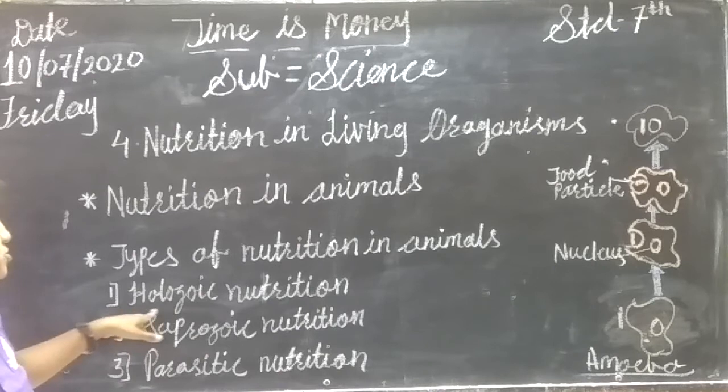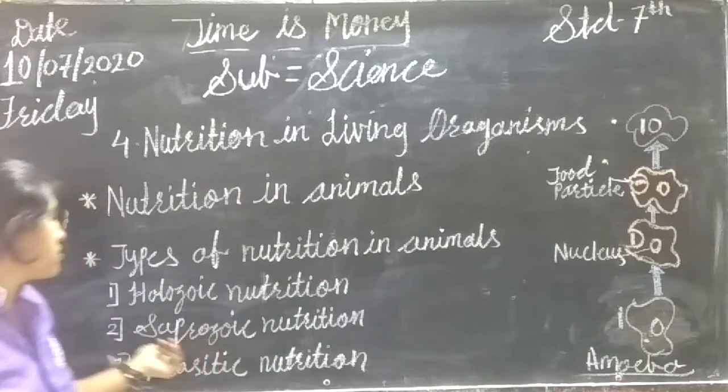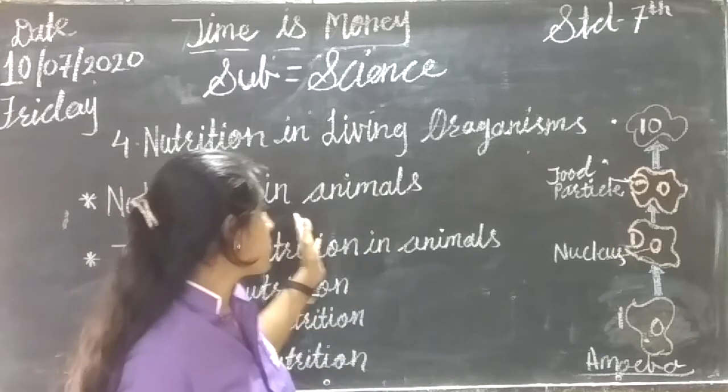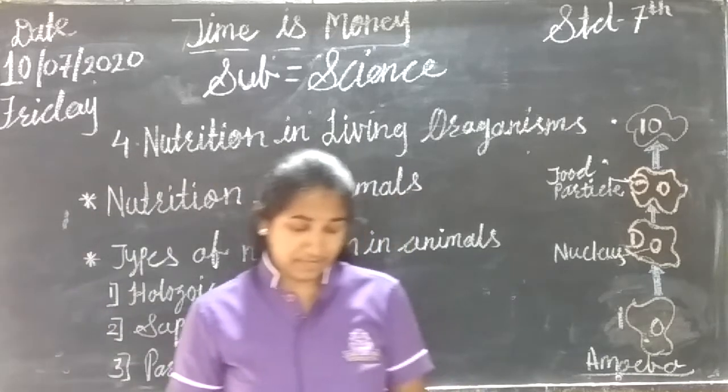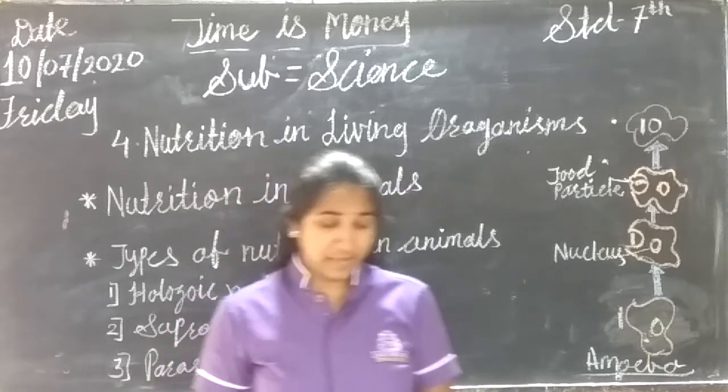That is holozoic nutrition, parazoic nutrition and parasitic nutrition. These three types we are going to learn in this lesson. Now, page number 13, nutrition in animals.